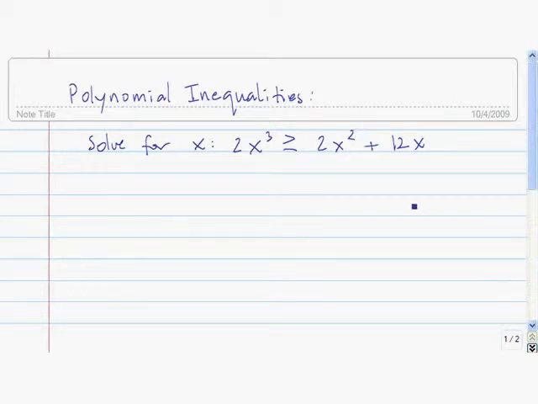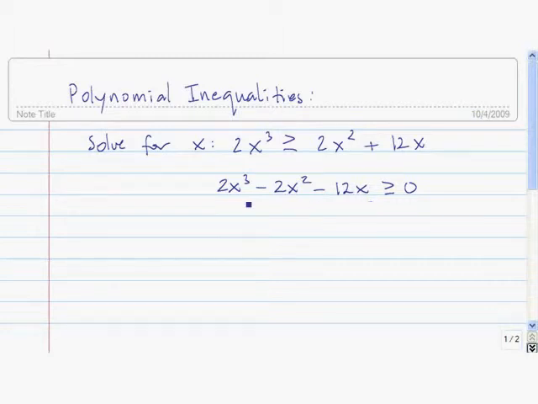The first thing to do when solving a polynomial inequality is to get 0 on one side. So here we need to subtract 2x squared and 12x from both sides. So what we want to do is make a number line and classify everywhere where this polynomial is 0, positive, and negative.